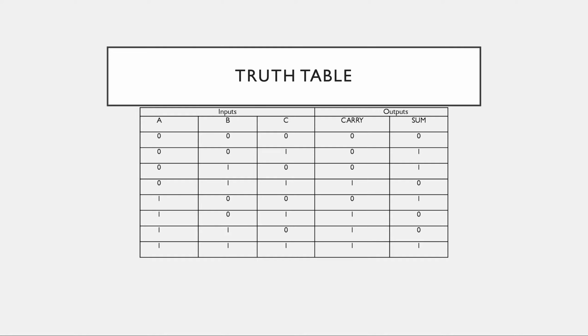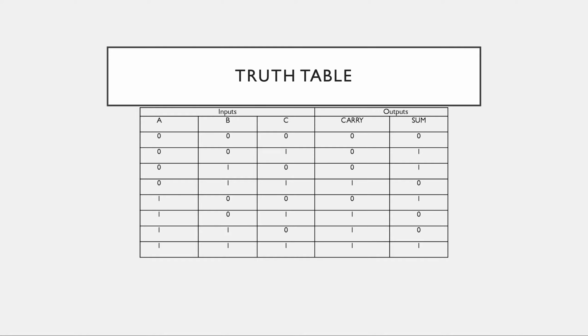Here we see the truth table. Here we give 3 inputs and get 2 outputs. When we give 0, 0, 0 as input, we get carry as 0 and sum as 0. And 0, 0, 1 as input, we get carry as 0 and sum as 1.